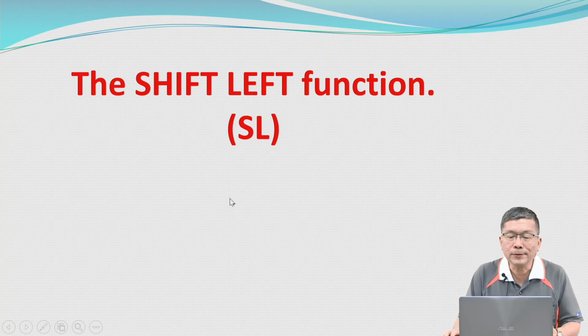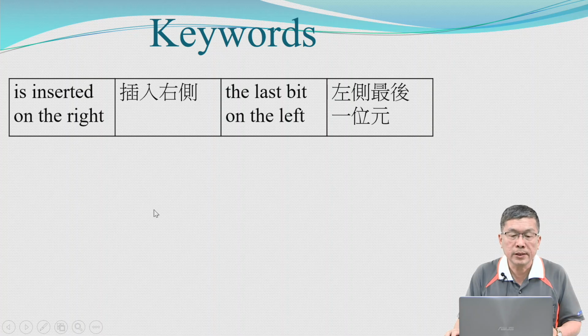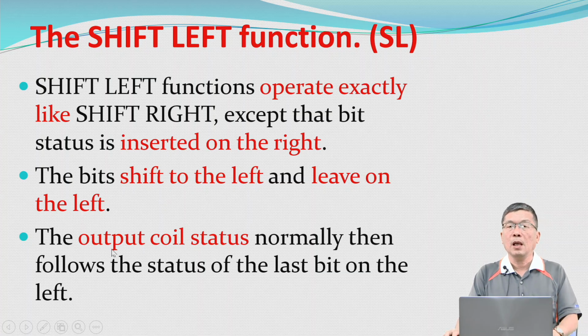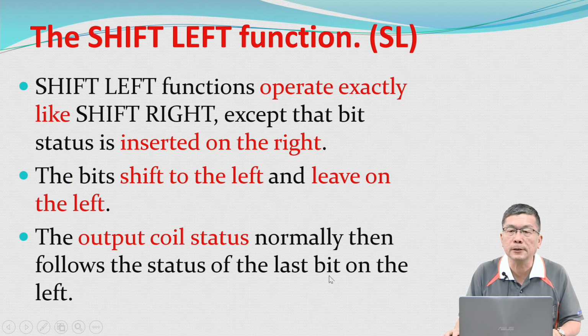The shift left function. The keywords: inserted on the right, the last bit on the left. The shift left function operates exactly like shift right, except that the bit status is inserted on the right. The bits shift to the left and leave on the left. The output coil status normally then follows the status of the last bit on the left.